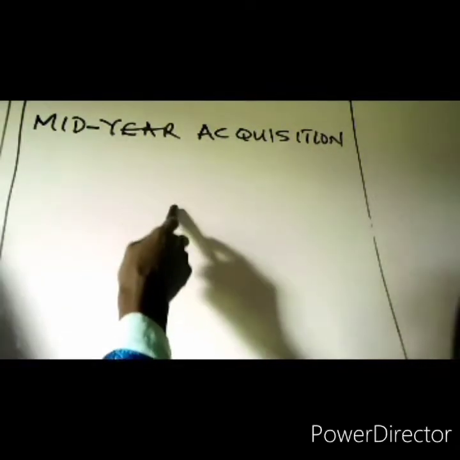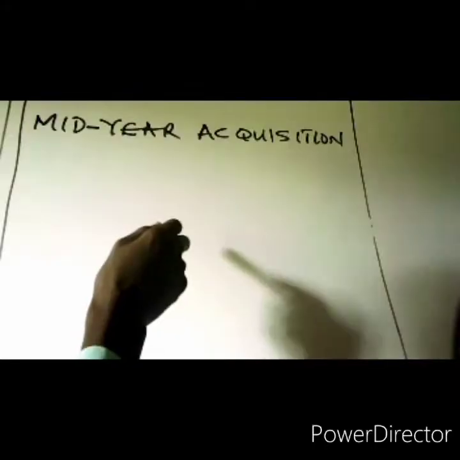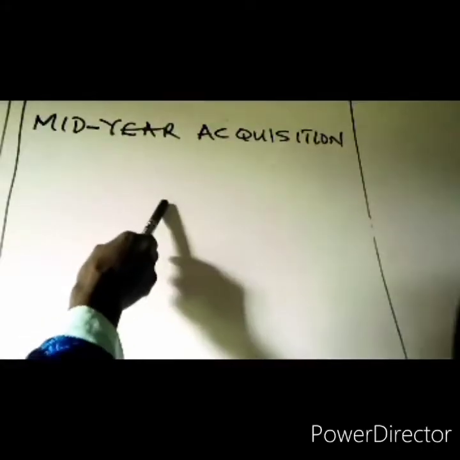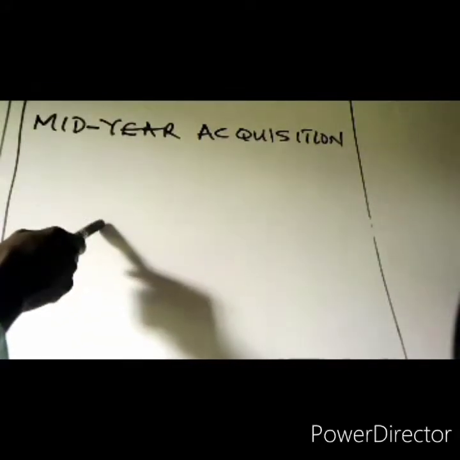What do you mean by mid-year acquisition? Mid-year acquisition is when the subsidiary is acquired partway through the year of consolidation. When the subsidiary is acquired partway through the year of consolidation, the result of the subsidiary should be consolidated from the date of acquisition.